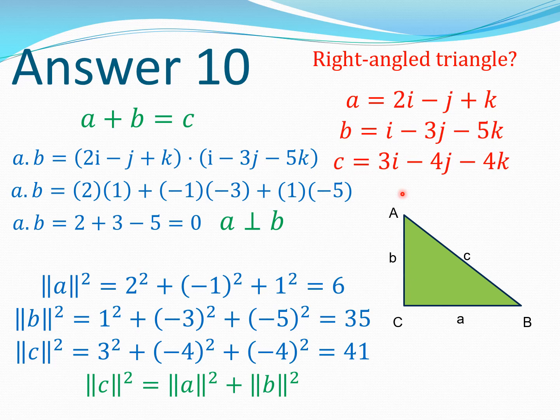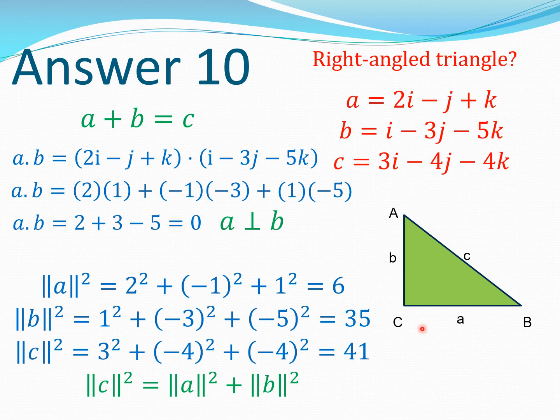Now we essentially know that C is the larger component, and so A and B must be the other two sides, assuming this is a right angle triangle. Now if this is a right angle triangle, then A dot B should be 0. So let's try to calculate A dot B. So A is here and B is here. To take the dot product or the scalar product, I take 2 into 1, minus 1 into minus 3, 1 into minus 5, and so I get 2 plus 3 minus 5, which gives me 0. So the dot product being 0 means that A and B are perpendicular, so this is certainly a right angle here.